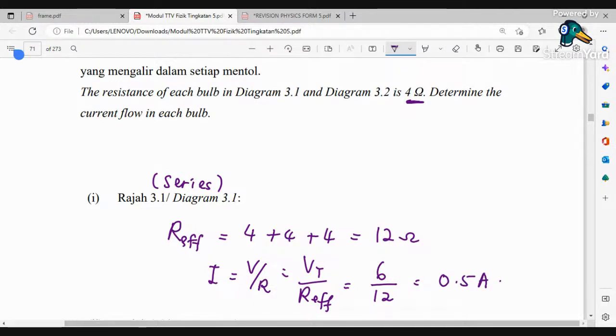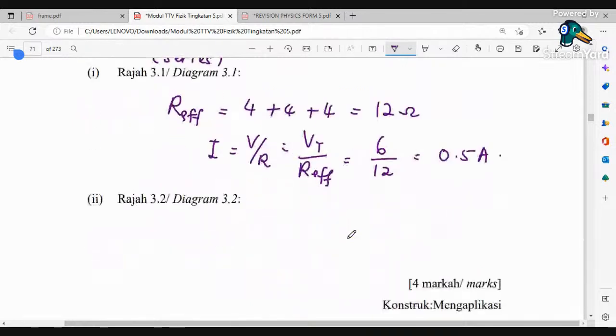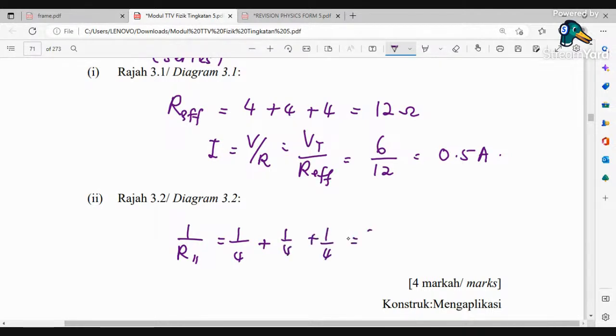Okay. Itu untuk series. Parallel, 1 over R parallel equals to 1 over R1 plus, saya terus ganti lah. 1 over 4 plus 1 over 4 plus 1 over 4 is 3 over 4. So R effective ialah for parallel pipe, ini ialah 4 over 3, which is 1.33 ohm.